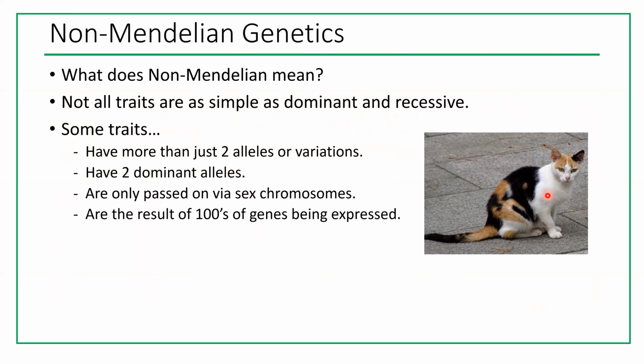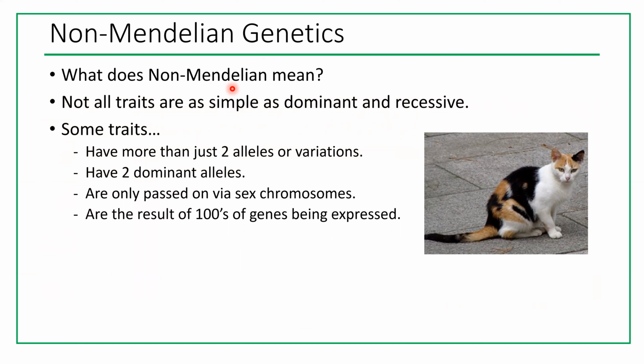Like this calico cat. Mendelian genetics alone cannot explain how you can have all these three different colors in one organism, right? If black is dominant, it should be black. If white is dominant, it should be white, right? So how can we explain these patterns? That's where we need to use non-Mendelian genetics. But non-Mendelian genetics still supports Mendelian genetics. It's just more complicated.